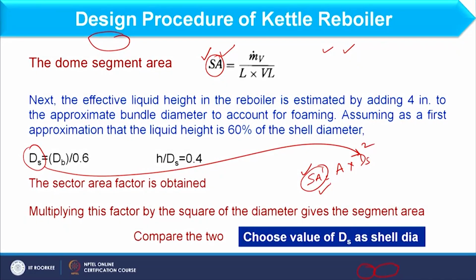So, in each iteration, as you keep on changing H, ds value will keep on changing, and we can obtain different factors from the table which we have seen just now, and then you can find out SA dash, and that should be compared with SA. The value of diameter of shell at which SA is equal to SA dash, that value of ds should be considered as final diameter of shell. Okay. So, in that way you can find out shell ID, fine.